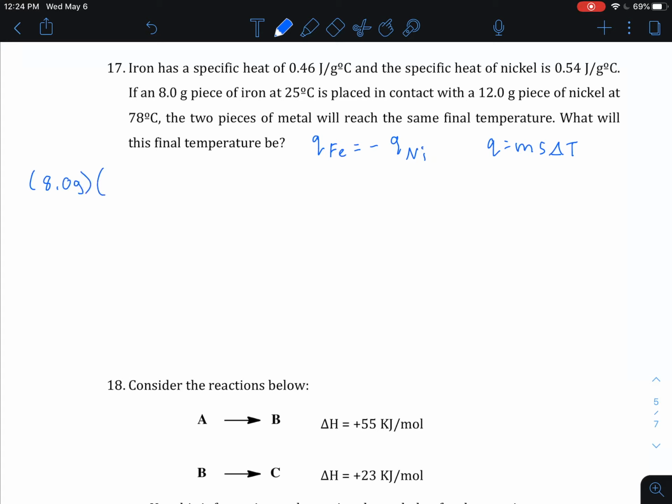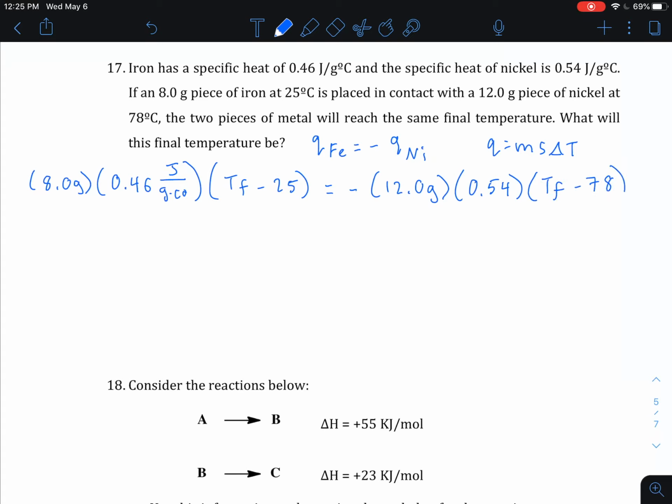Okay, so how's this going to look for the iron? It's 8 grams of iron. Specific heat of iron is 0.46 joules per gram per Celsius degree. And then for delta T, we'll write T final minus the given T initial of 25. And on the other side, negative sign, and it's 12 grams. Specific heat of 0.54, and the T final minus the original temperature of 78.